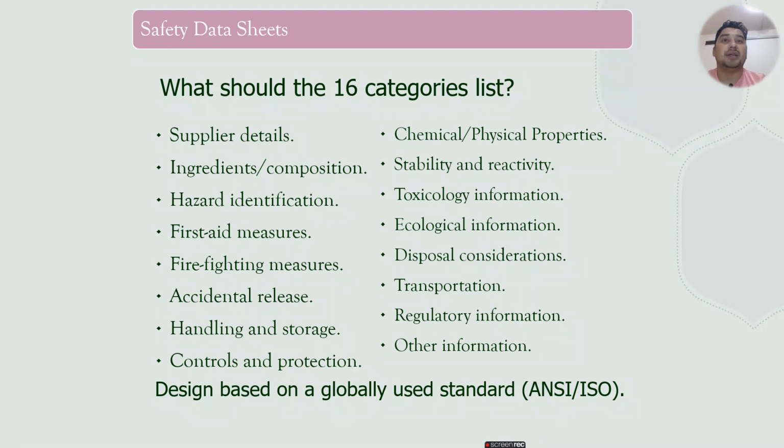Stability and reactivity: whether that chemical will react with any other substance, that will tell you also. Toxicological information, ecological information, disposal considerations, how you have to dispose, how you have to transport, regulatory information, and other information. So these are the 16 most important pieces of information in the safety data sheet, designed based on a globally used standard.